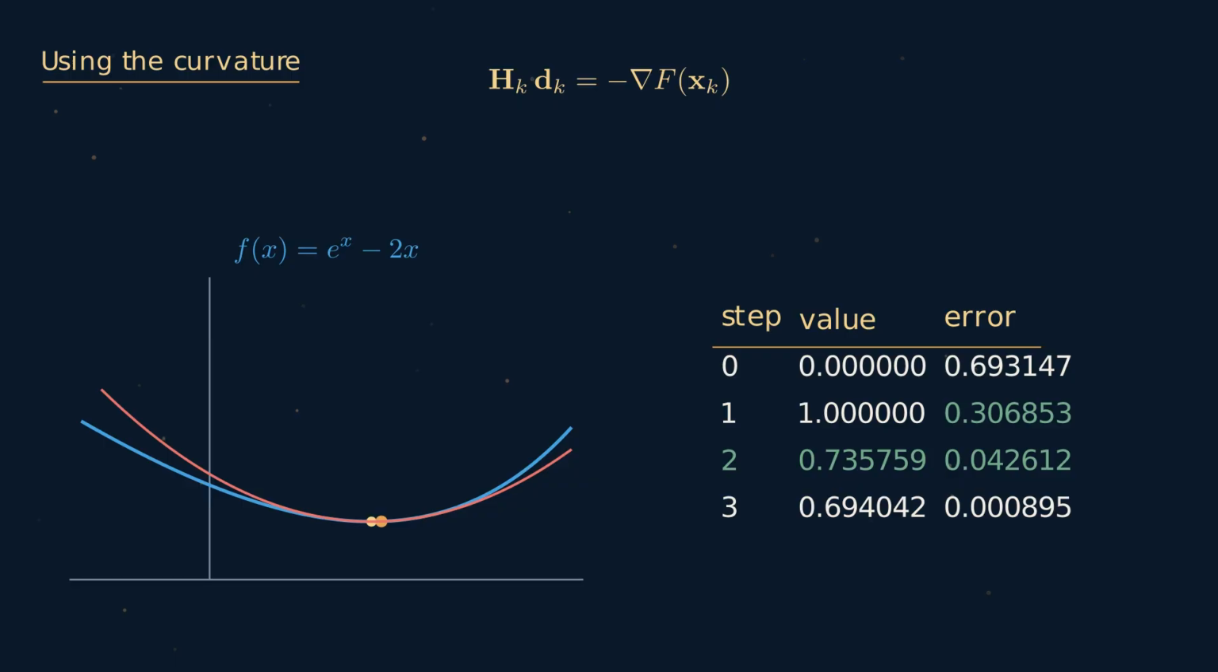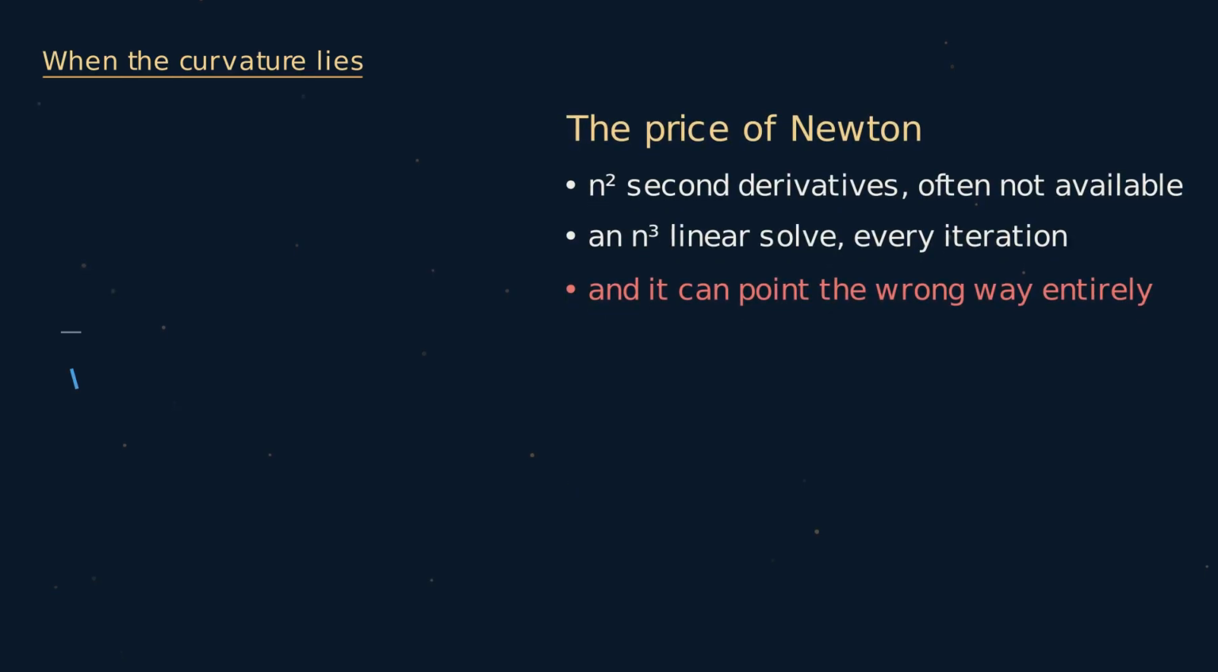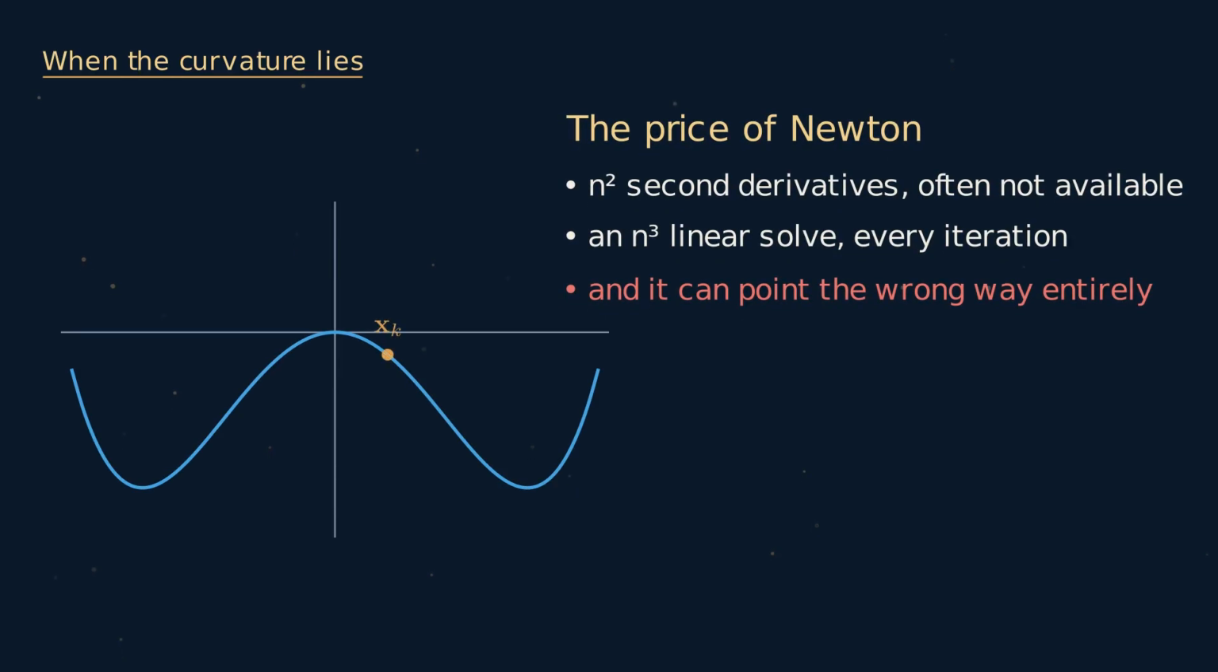0.043. Then under a thousandth. Each is roughly the square of the one before, correct digits double every step. That is quadratic convergence, and it is why Newton finishes in about 3 iterations once it is close. Newton is fast, but neither free nor safe.